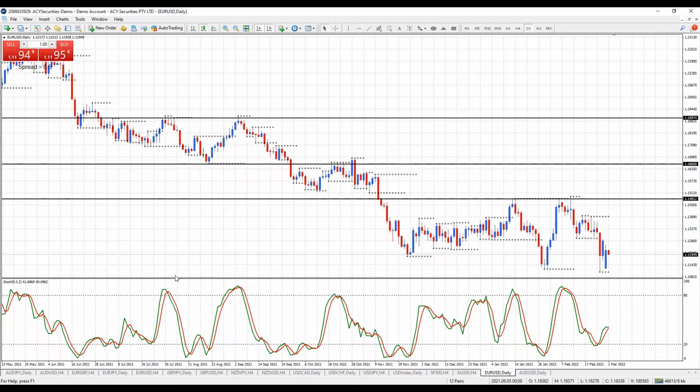So I'm looking for the oscillator to be overbought at resistance, and a simple trading strategy could just be then to wait for a break of a candle low. So if I get my drawing tool, waiting for a break of a candle low, get a break of a candle low just through here. So on this particular day there, it breaks that one.